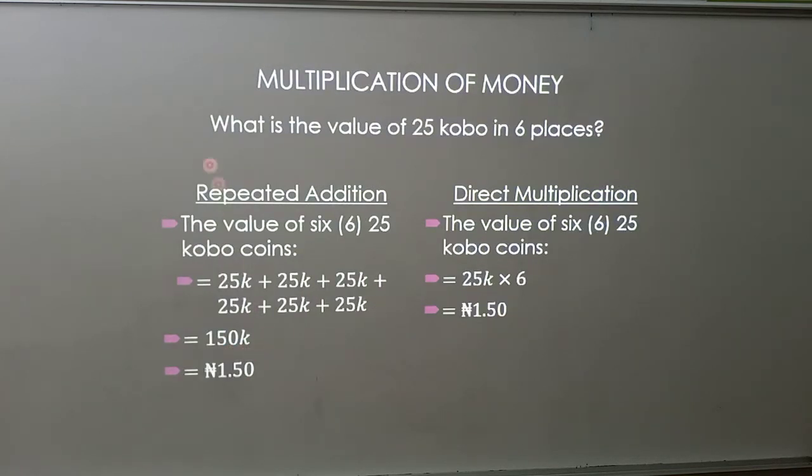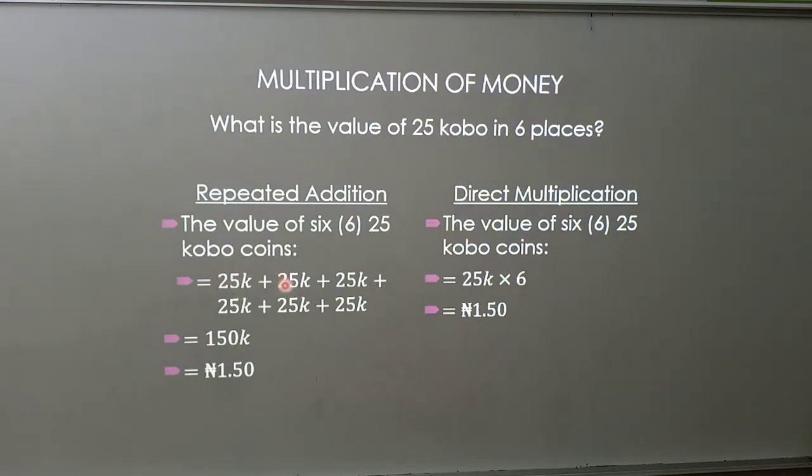Now, what is the value of 25 kobo in 6 places? This is a variation of the previous question. Now you can say what is the value of a certain amount of money in a number of places. Again, we can use repeated addition or direct multiplication. Using repeated addition, what do we have? 25 kobo plus 25 kobo plus 25 kobo plus 25 kobo plus 25 kobo plus 25 kobo would give you 150 kobo. Let's add together.